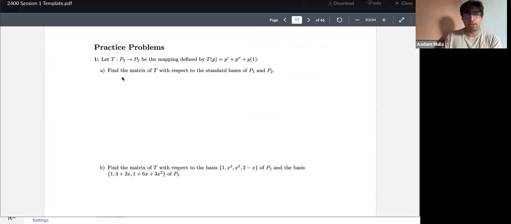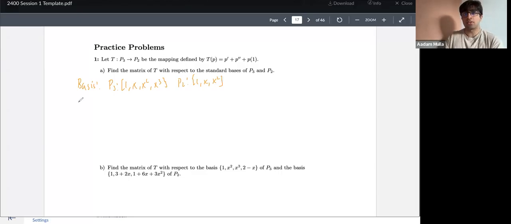So we need to find the matrix of T with respect to the standard basis of P3 and P2. So our basis for P3 is going to be 1, x, x squared, x cubed, right? And then for P2, it's going to be 1, x, x squared. Okay. So again, we're going from P3 to P2.